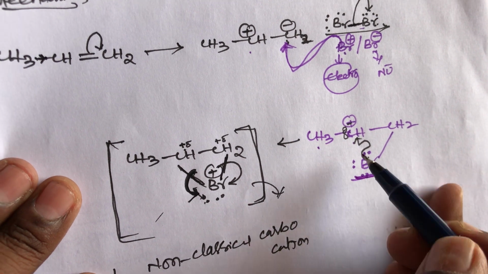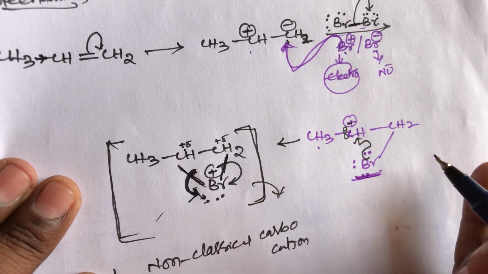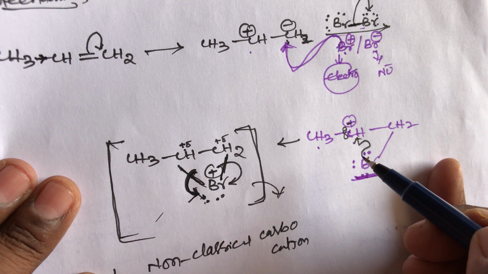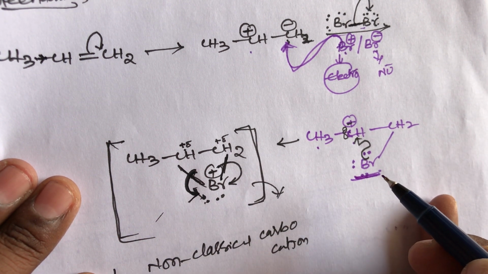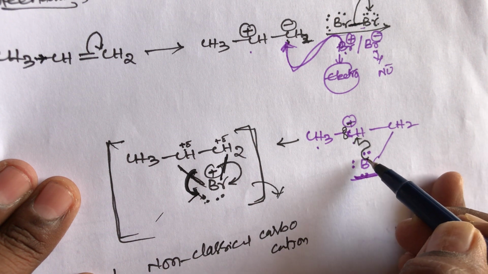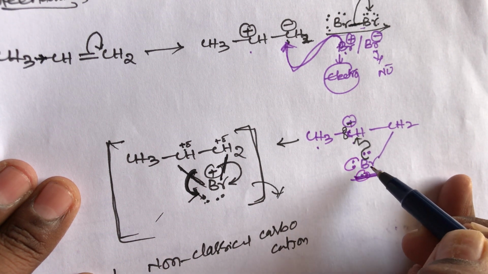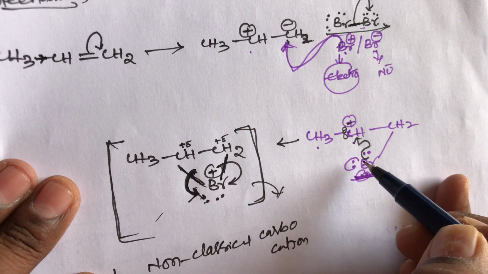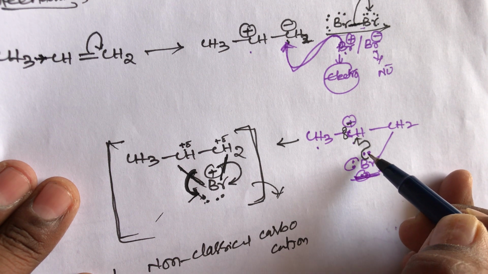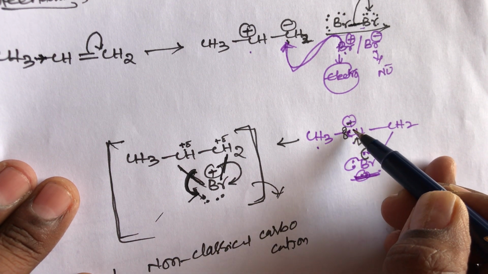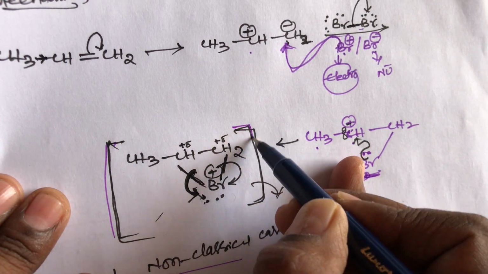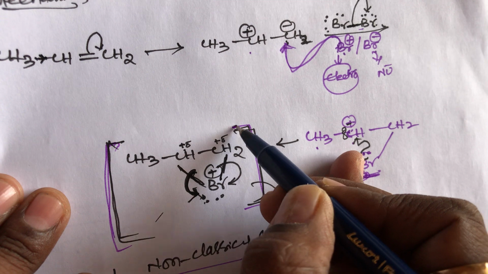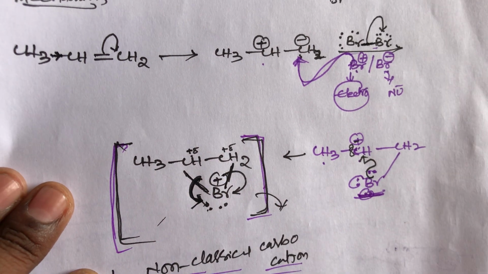Then this CH+ has one vacant p orbital. This vacant p orbital always attracts an electron pair. So here this bromine has an excess of electrons, it has 3 lone pairs. Out of these 3 lone pairs, 1 electron pair is donated to CH+, and we get an intermediate stable compound, that is called a non-classical carbocation.